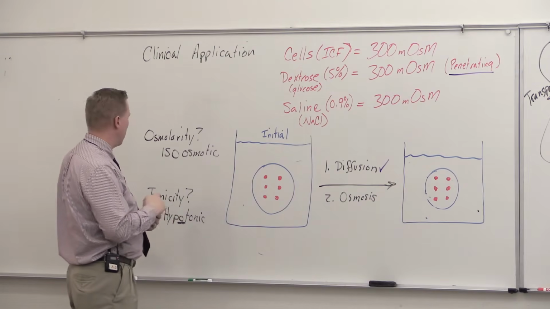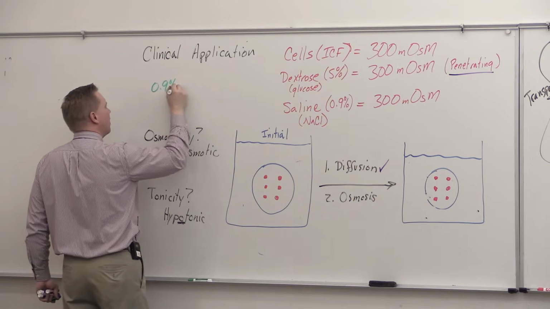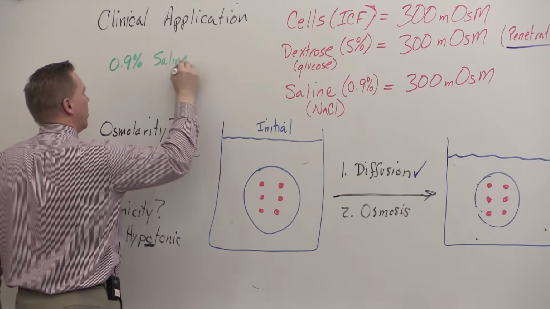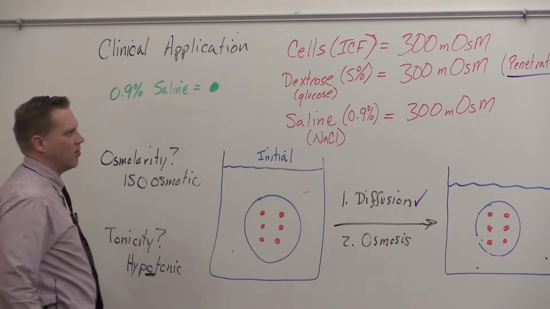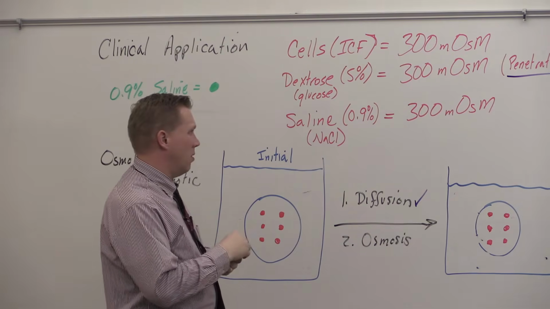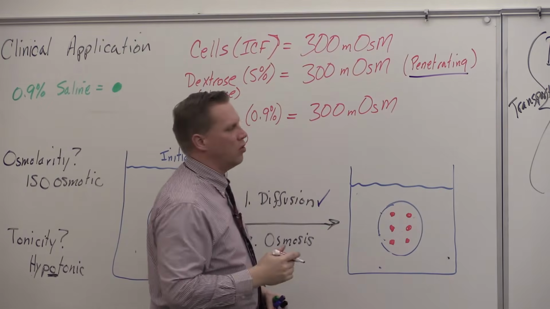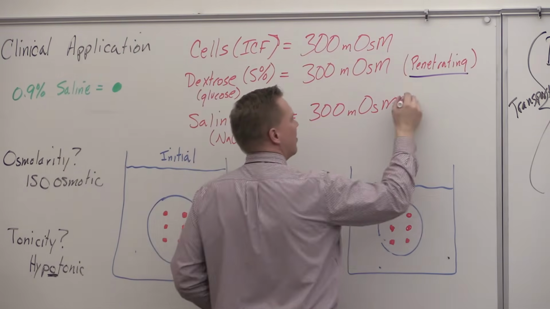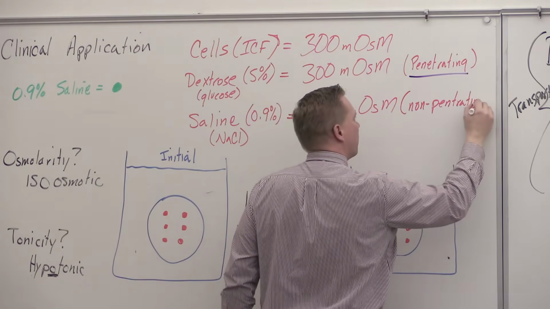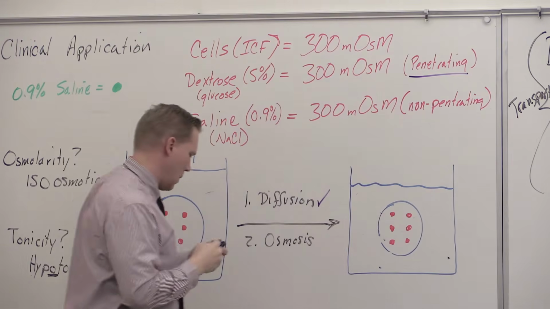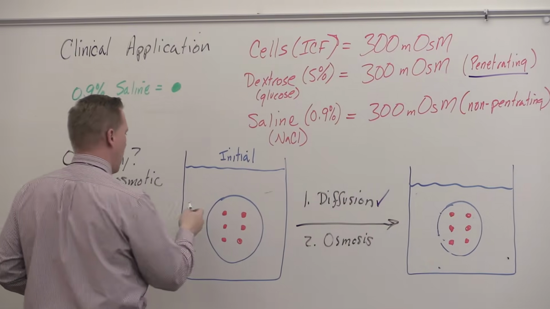Now, let's look at a 0.9% saline solution. So we'll represent saline with green dots. Now, from saline, sodium chloride, over here we said earlier that dextrose was penetrating. Saline is non-penetrating, which means it won't go across that membrane because it's charged, sodium and chloride ions.